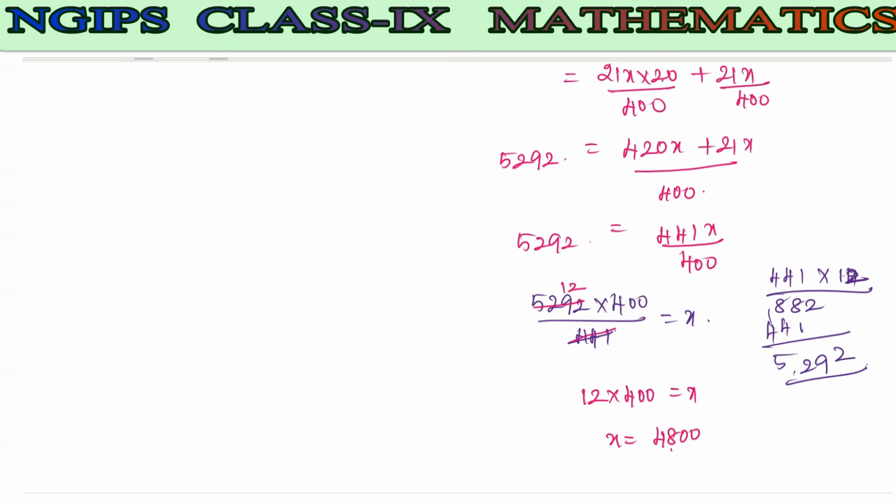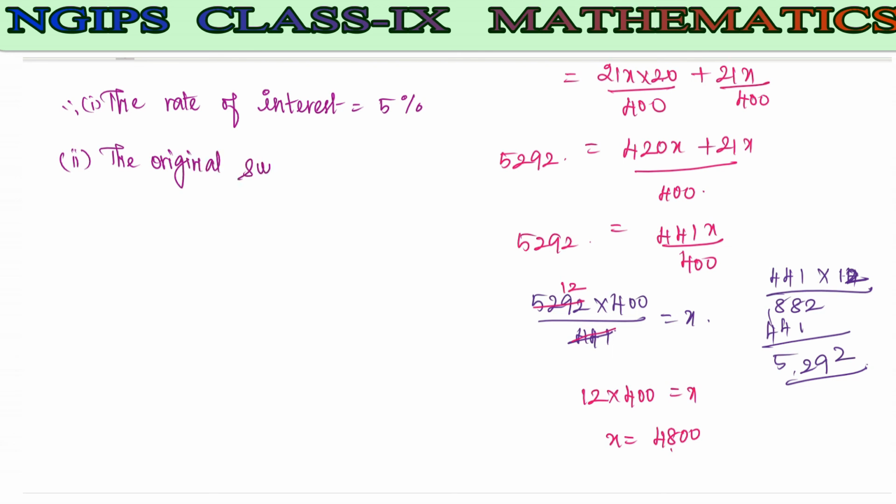Now therefore, the first sub question: the rate of interest is equal to 5%. Second sub question, we need to find out the original sum. The original sum, or you can write it as the principal, the original principal is equal to rupees 4800. So this is the answer.